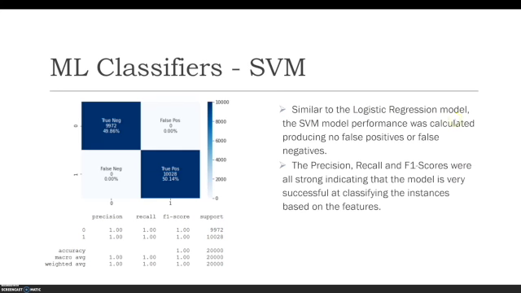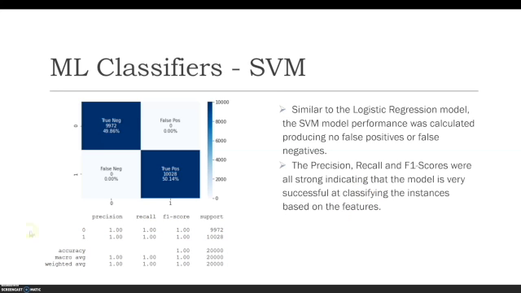Similar to the logistic regression model, the SVM shows similar results, that is, no false negatives or false positives. The true negative and true positive ratio remains the same. The precision, recall, and F1 scores were all perfect, and the F1 score was also 100%. This means that our model is successful at classifying the instances based on each feature.